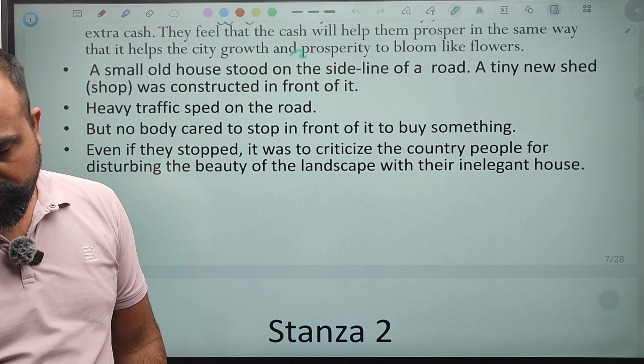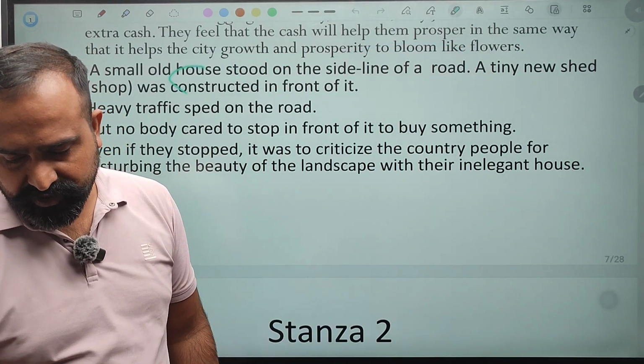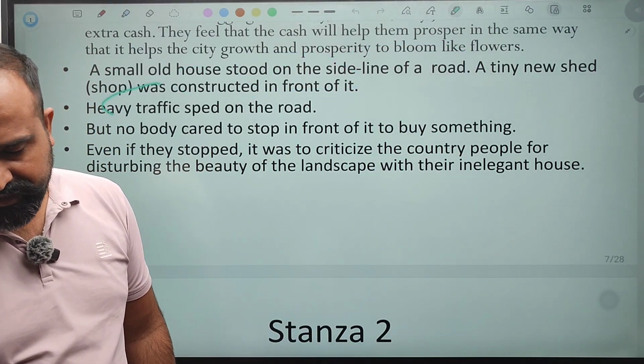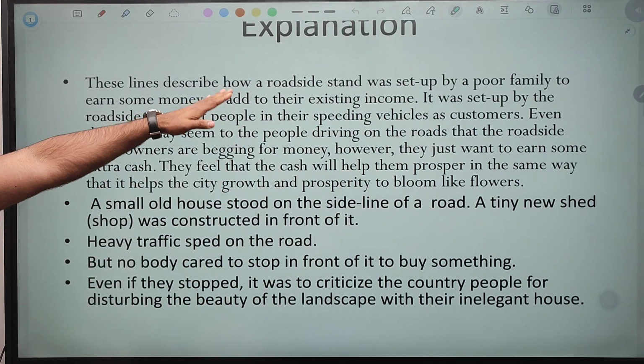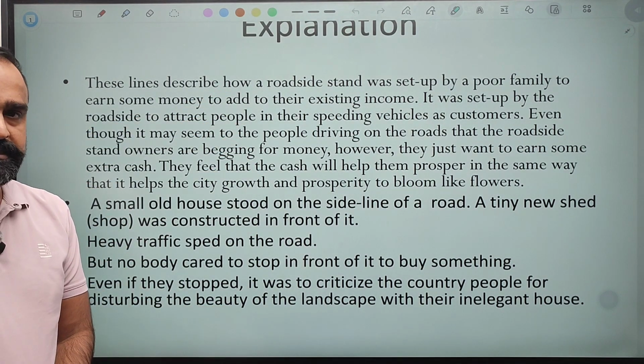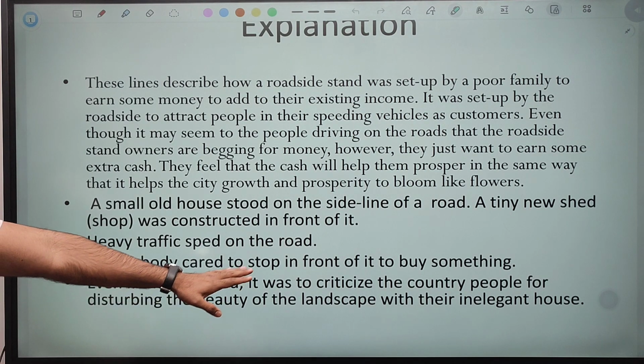Small old house stood on the side of the road. This is what I've explained. A tiny new shed was constructed in front of it. Heavy traffic sped on the road. You can actually take a screenshot of this particular page, which will give you the overview of what we have read in the first stanza. Okay. So here, even if they stop, it was to criticize and all.